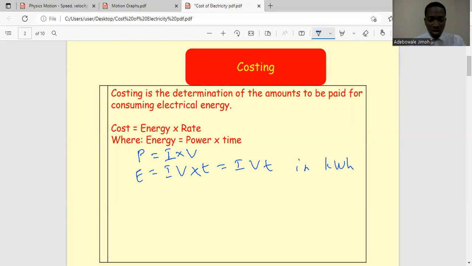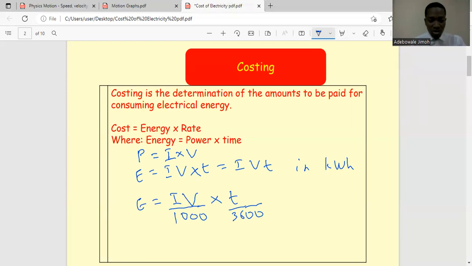So what we always do is this. Current multiplied by voltage will give you the power in watts. We multiply this by our time in seconds. We convert our power from watts to kilowatts, then convert our time from seconds to hours. This is what we do in order to express our energy in IVT. Now, this will be done if time is given in seconds. If in the question the time is given in minutes, then you just divide by 60.